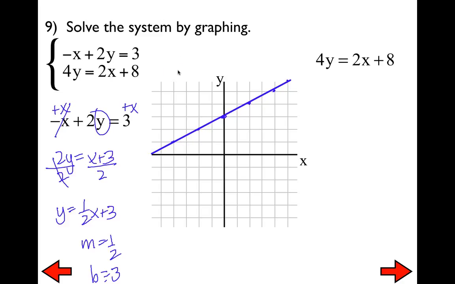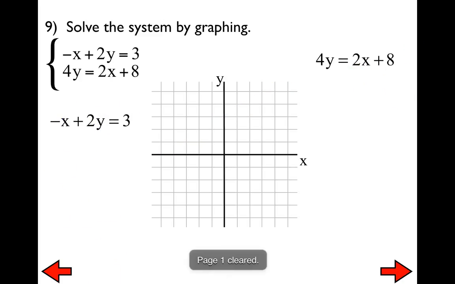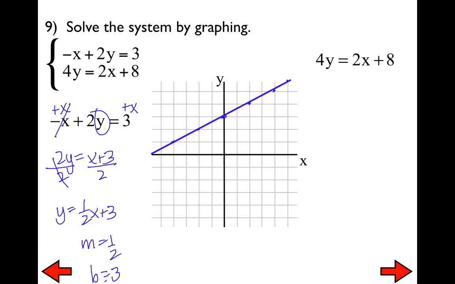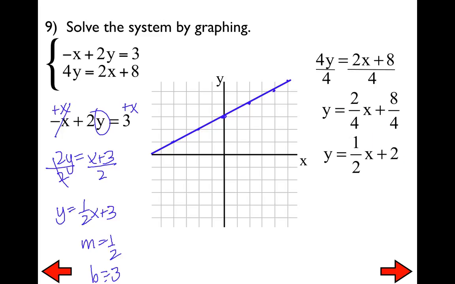Now graphing the next one. So here, this one's not in slope-intercept form and it's not in standard form. This is not in standard form because x and y are not on the same side. So just note that. This one would be easy to turn into slope-intercept form because all I would have to do is get rid of the y by dividing by 4, and I'd be left with y equals 1/2 x plus 2. So I'm going to recognize the slope is 1/2, b is 2.